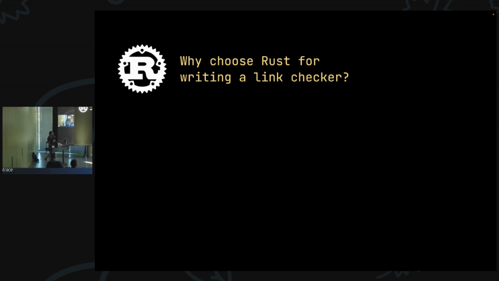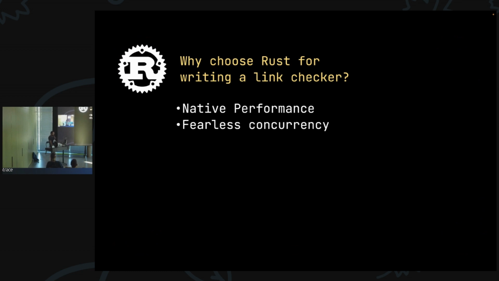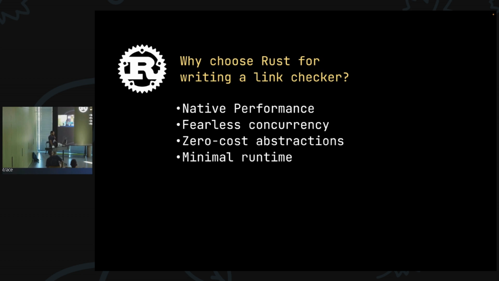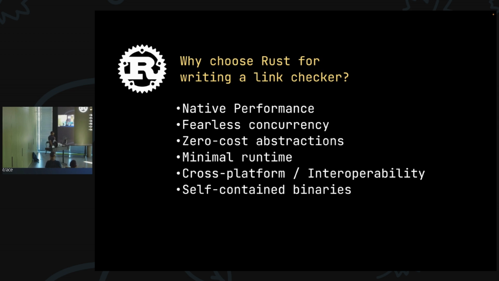Now, you might be thinking, why use Rust? Well, it turns out Rust is an amazing language for writing a link checker. It has native performance. It has fearless concurrency. So you can play around with various things running concurrently at the same time. It has zero-cost abstractions. So if you do it right, you don't pay for parsing. It's all in memory. You don't allocate. You have a minimal runtime. That means you can deploy it everywhere. Again, cross-platform. And it's a self-contained binary. You put it somewhere, and it just runs. But this is true for literally every single Rust project, I guess.